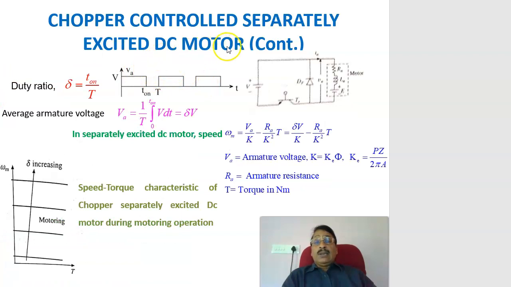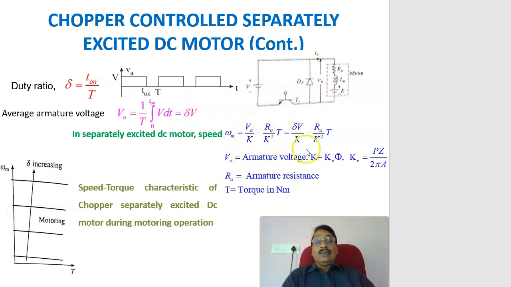Therefore, in the chopper controlled separately excited DC motor, during the on period, the voltage V is applied across the armature, and during the off period, the voltage across it is equal to 0. The average voltage can be controlled by changing the duty ratio delta, which is equal to delta V, where V is a constant.